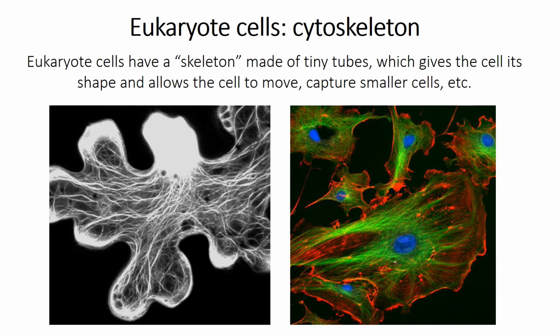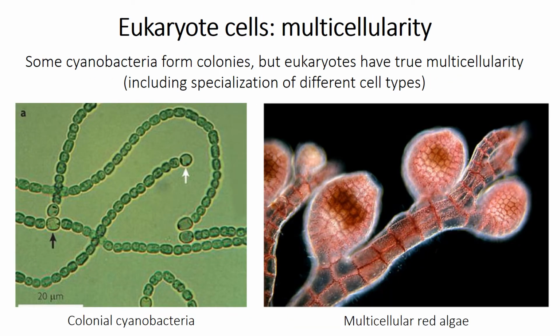Eukaryotes also have something called a cytoskeleton, which is made of tiny tubes that allow the cell to move and change shape, capture other cells, otherwise bring in outside material. And the complexity of this cytoskeleton is one thing that distinguishes eukaryotes from bacteria and archaea, so we might expect to see more complicated cell shapes in eukaryotes than we do in other organisms.